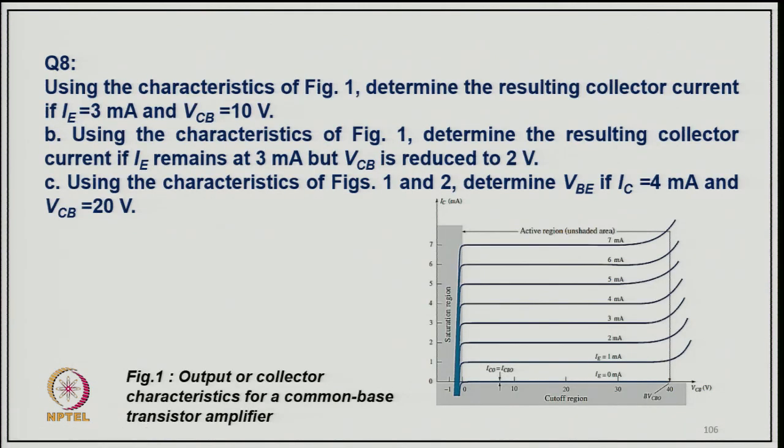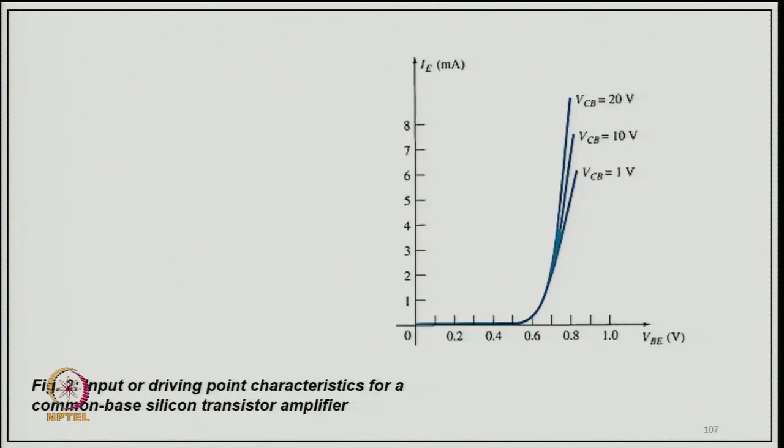Coming to example 8: using the characteristic of figure 1, determine the resulting collector current with IE equal to 3 milliampere and VCB equal to 10 volt. Using the characteristic of figure 1, determine the resulting collector current if IE remains 3 milliampere, but VCB is reduced to 2 volt. Using the characteristic of figure 1 and 2, determine VBE if IE is equal to 4 milliampere and IB equal to this.